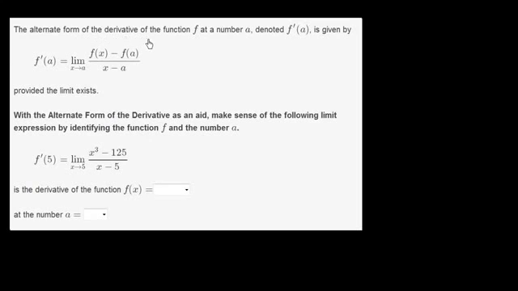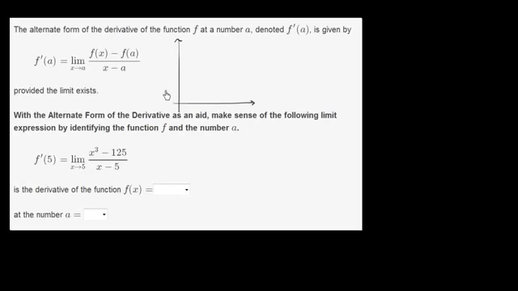The alternate form of the derivative of the function f at a number a, denoted by f prime of a, is given by this expression. Now, this might look a little strange to you, but if you really think about what it's saying, it's really just taking the slope of the tangent line at the point a, f of a.